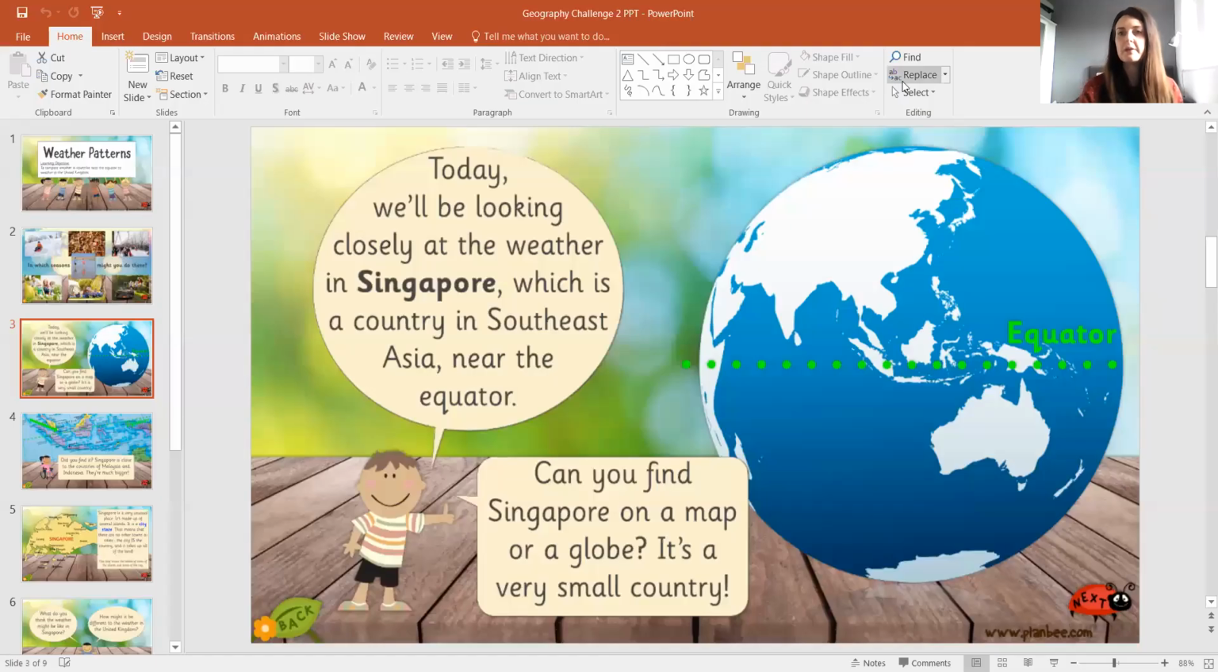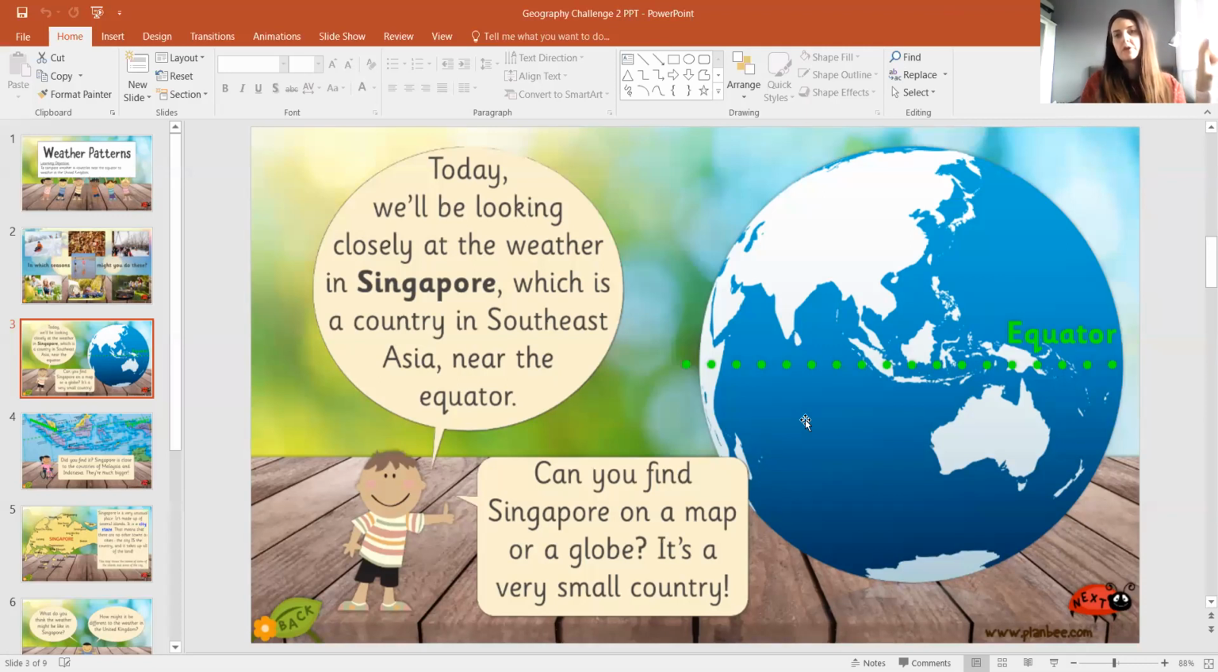So the country that we're going to be looking at in more detail today is called Singapore. And we're going to be looking closely at the weather there. And Singapore is a country in Southeast Asia and it's near the equator. Now you can see on my globe, even though it's not a 3D globe, it's just a 2D one, you can see that the equator is a line. It's an invisible line. It's not a real line. You can't really see a line if you were in Singapore.